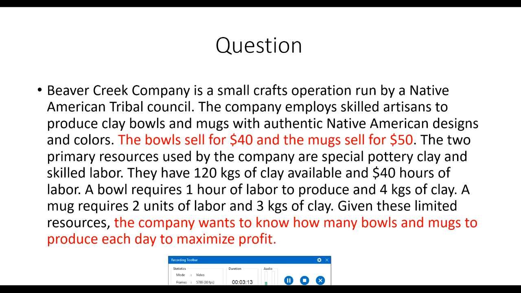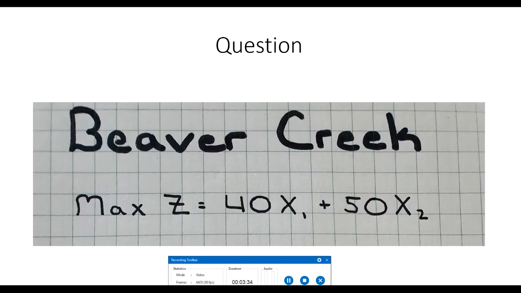We see here our objective function. It's a maximization, so max Z, we're trying to maximize profit. Z is profit. Max Z equals 40x1, where x1 is bowls, plus 50x2, where x2 is mugs. That gives us this straightforward objective function.